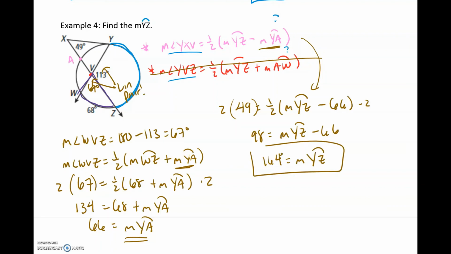All right. Would it be wrong if you used that red equation? No, it's a perfectly fine relationship. I just happen to use the pink one because I found YA a lot easier to find first. If you can find AW, go for it. It's going to give you the same answer.